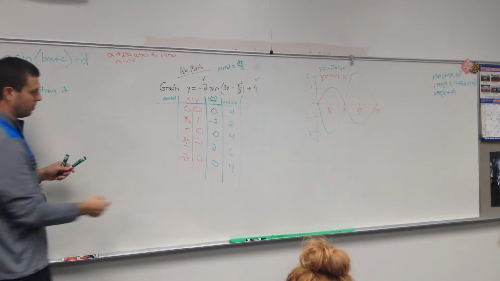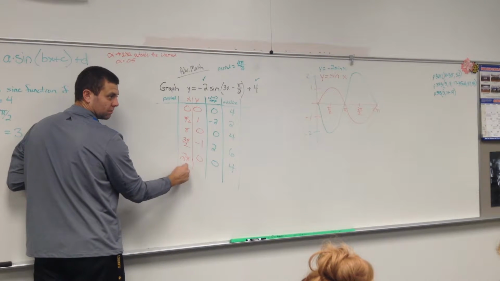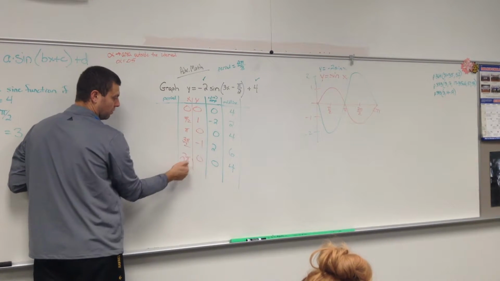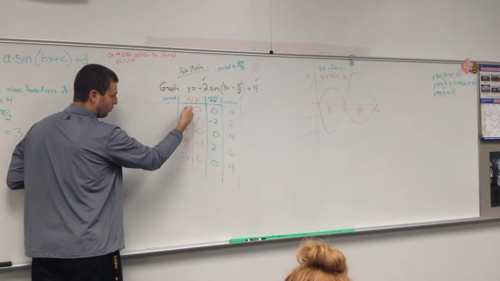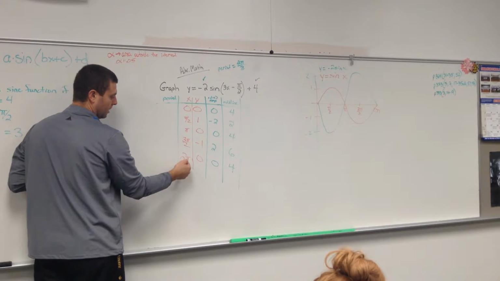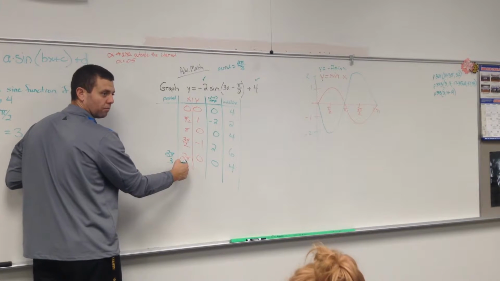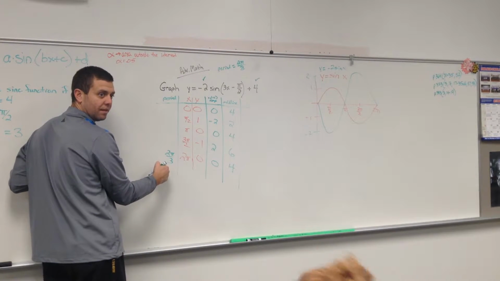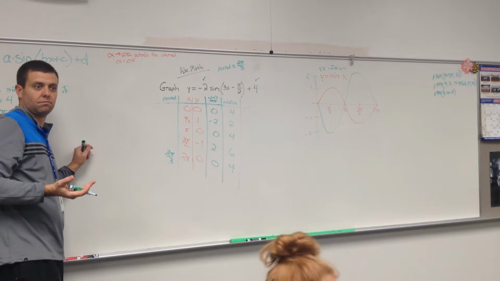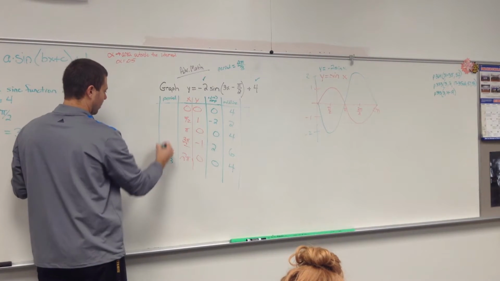Divide by 3. I'll always divide them all by 3, right? Because the original function took 2 pi units to go through one cycle. But now we want this to be 2 pi over 3. So what did I do to go from 2 pi to 2 pi over 3? I divided by 3. So let's divide them all by 3.